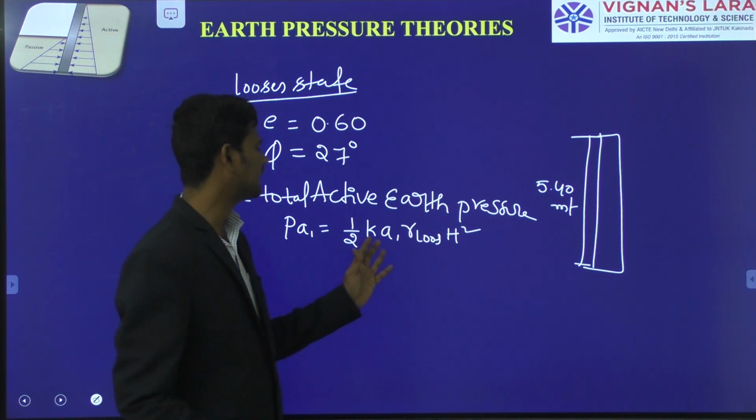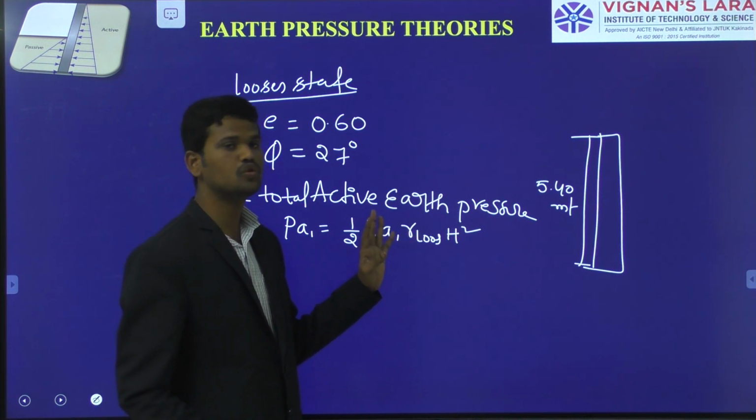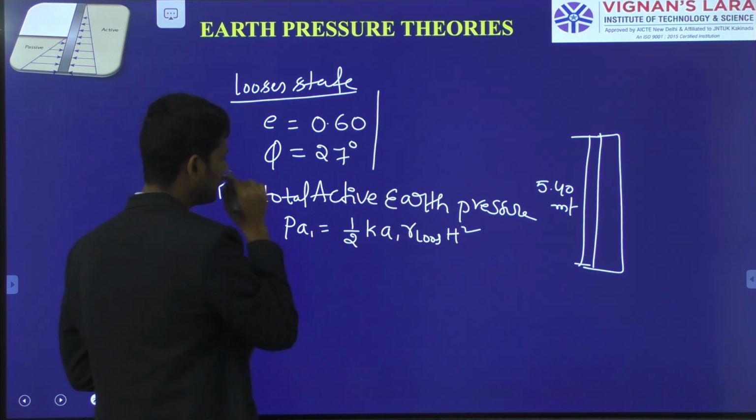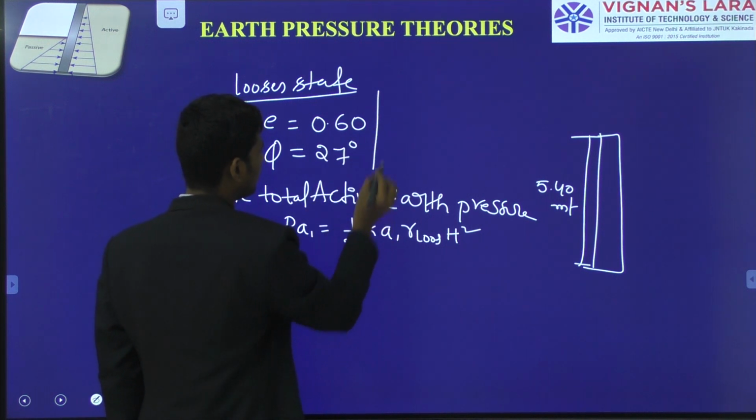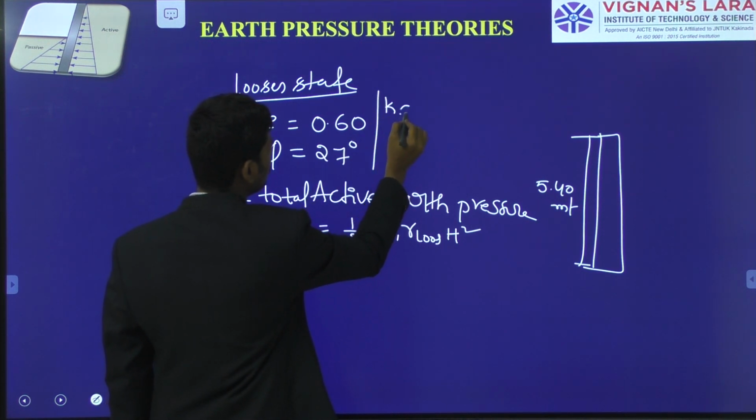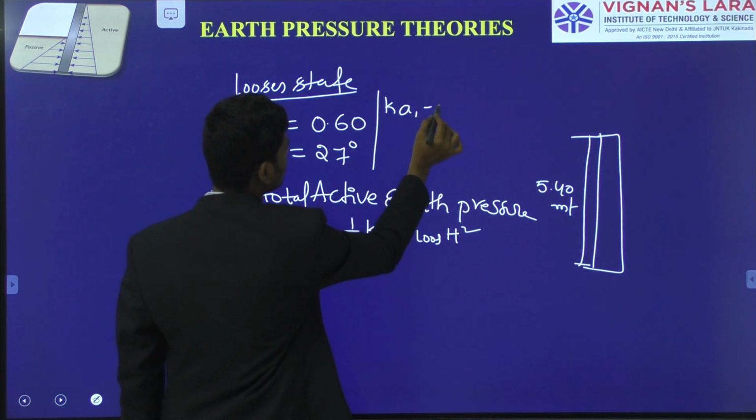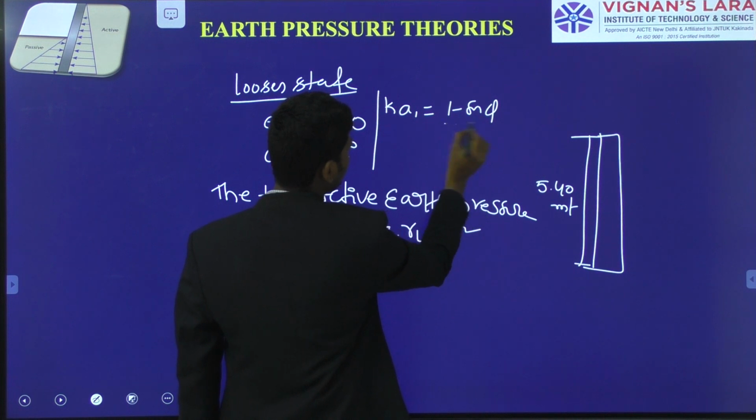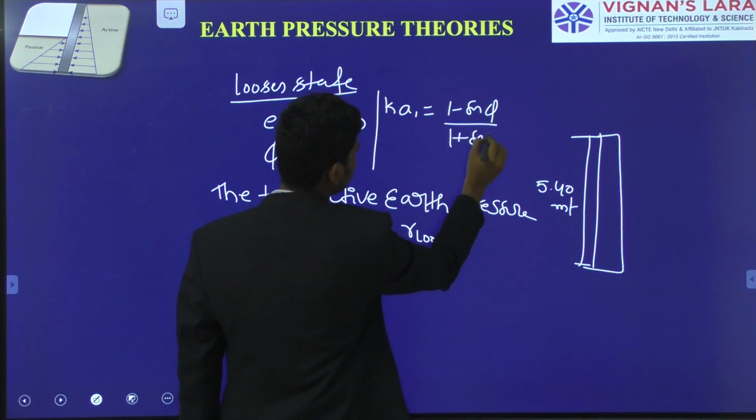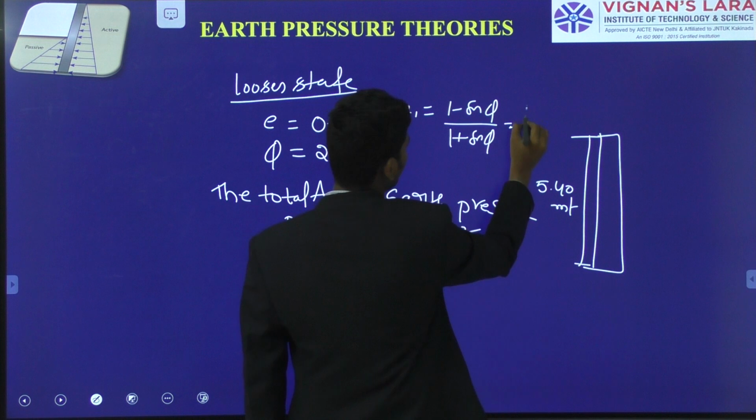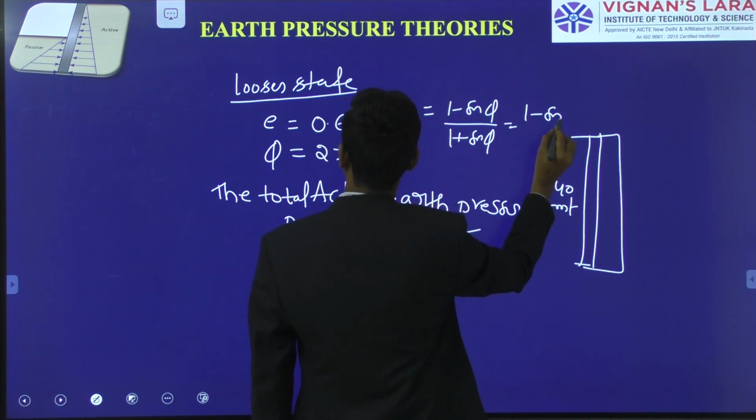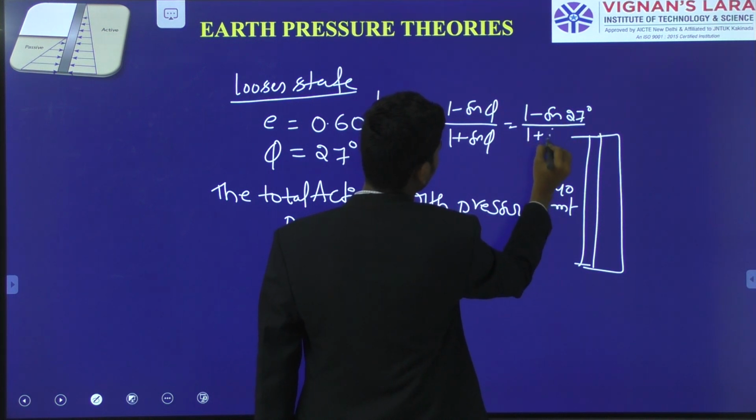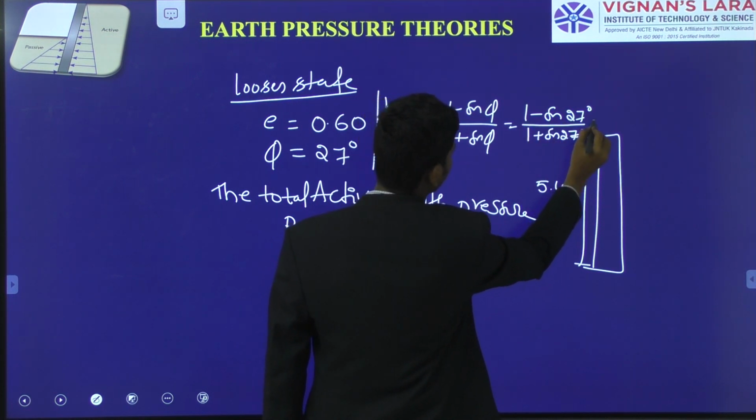If you see here, KA1 value we don't know, gamma loose value we don't know. First we have to calculate the KA1 value and the gamma loose value. How will the KA1 value be found? KA1 is nothing but the coefficient of active earth pressure, equal to 1 minus sin phi divided by 1 plus sin phi, that is 1 minus sin 27 degrees divided by 1 plus sin 27 degrees.